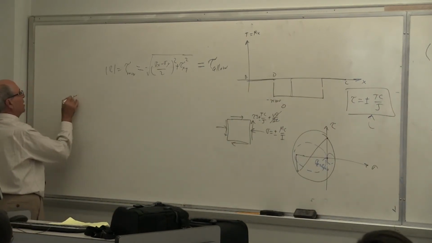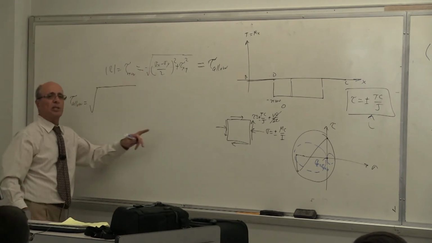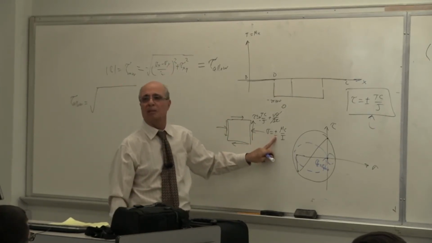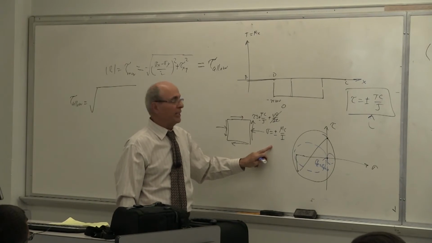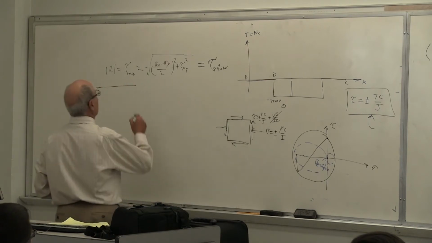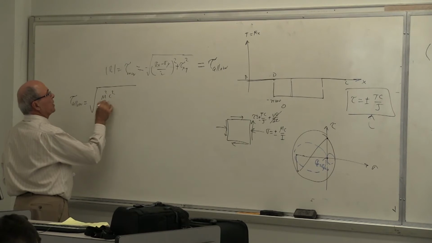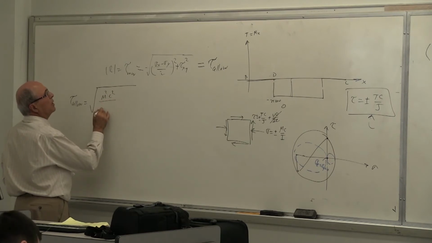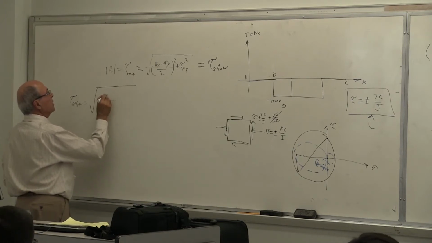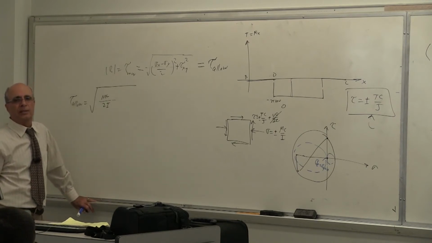Now, tau allowable becomes equal to the square root of sigma x. What's sigma x? This is why, because sigma x squared. Remember, this doesn't matter whether it is plus or minus. It becomes m squared c squared over I squared. Actually, it is not like that. It is mc over 2I. Is that correct or not? Yes? The whole thing is squared.